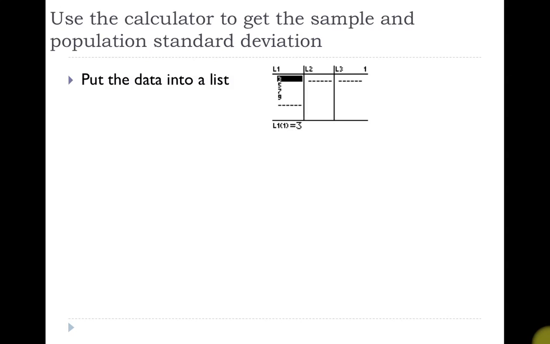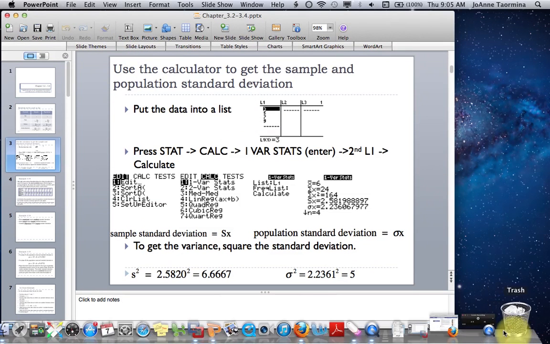Okay, so the last lecture we talked about how to calculate the standard deviation and the variance by hand, and now I'm going to show you how you can do it on the calculator. We're going to first put our data into a list. So using your calculator's stat button and then edit, you're going to put in the numbers 3, 5, 7, and 9 like we did last lecture. I will do that along with you. 3, 5, 7, and 9.